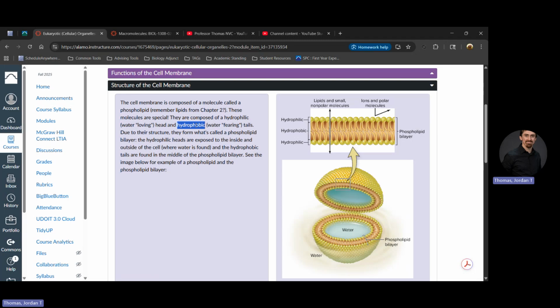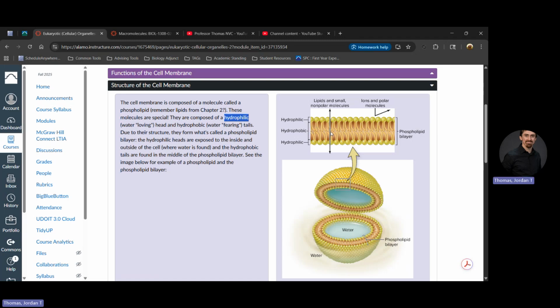So hydrophobic is a fear of water. So if hydrophobic is a fear of water, hydrophilic is a loving of water. Philic translates to love. So I bring this up because if we look at what the cell membrane is made of, the phospholipids, you can see these hydrophilic heads, these heads that really like water, and the hydrophobic tails that really hate water.